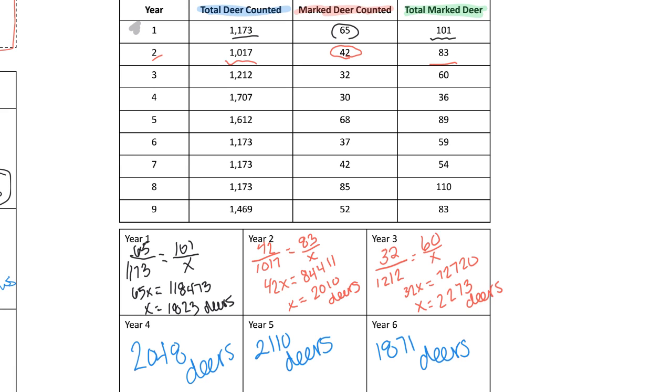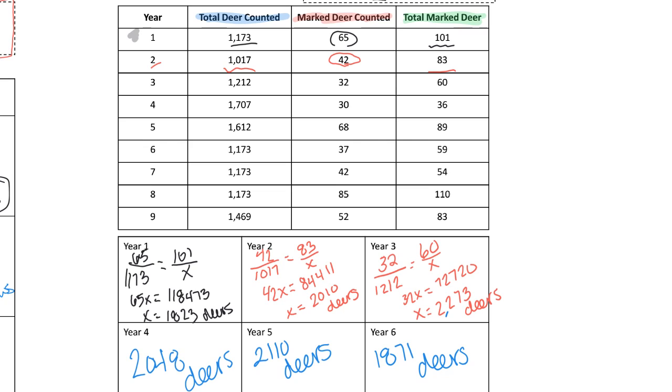All right. So for number 3, you should get 2,273 deer. For number 4, 2,048 deer. For number 5, 2,110. And the last one, 1,871 deer.